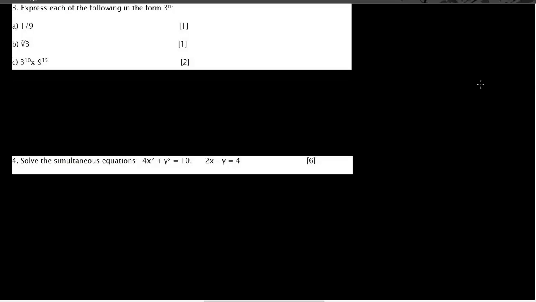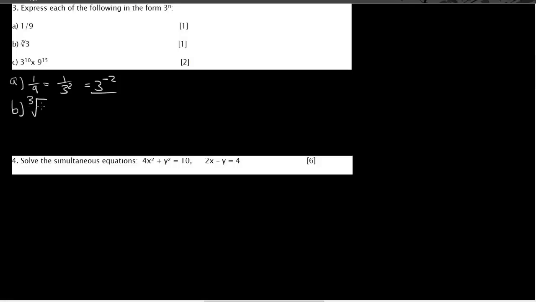Question 3 is on indices. It's the rules of indices. So we've got A, we've got 1 over 9. That's expressed as 3 to the power n. So we know we're looking at powers of 3. So we know that 9 is 3 squared. So 1 over 9 is 1 over 3 squared. And 1 over 3 squared is 3 to the minus 2. Very nice.